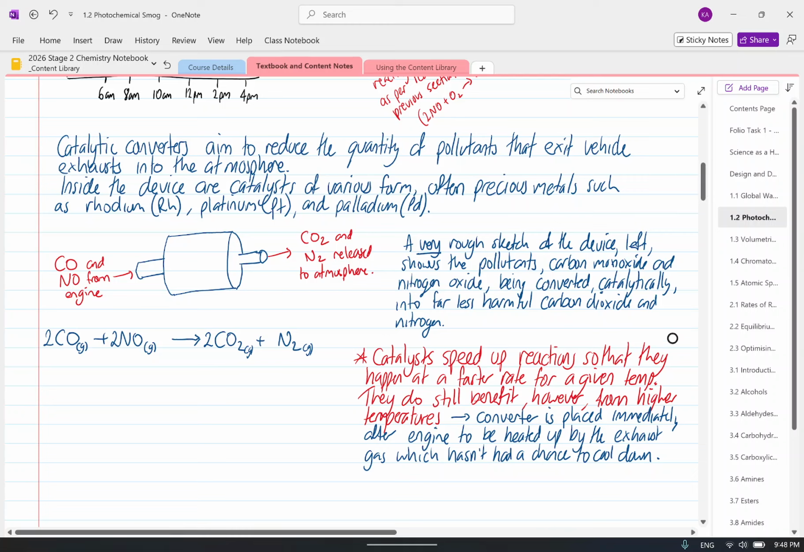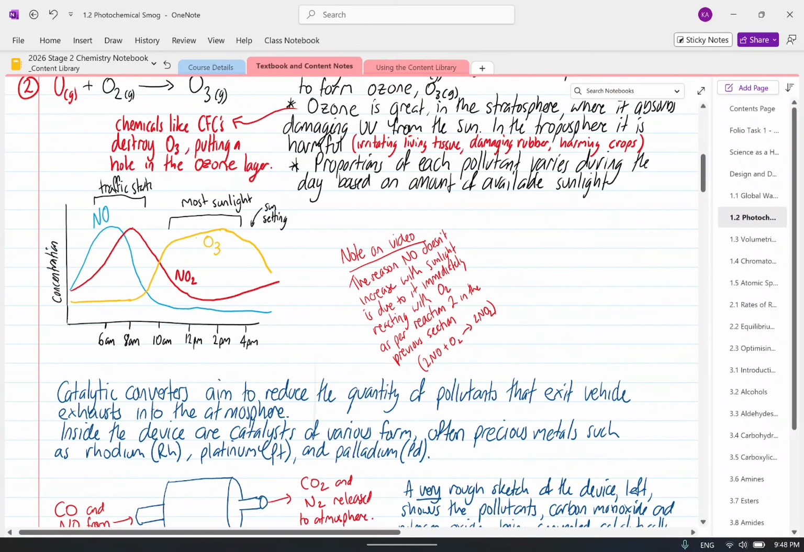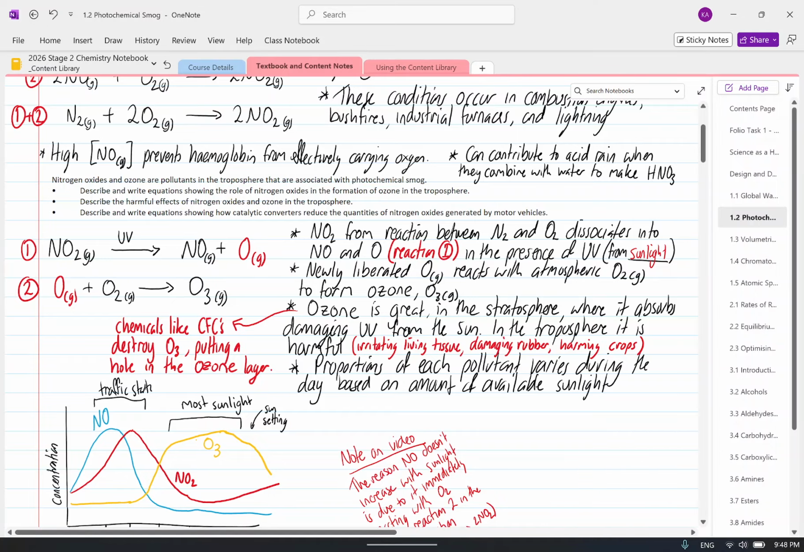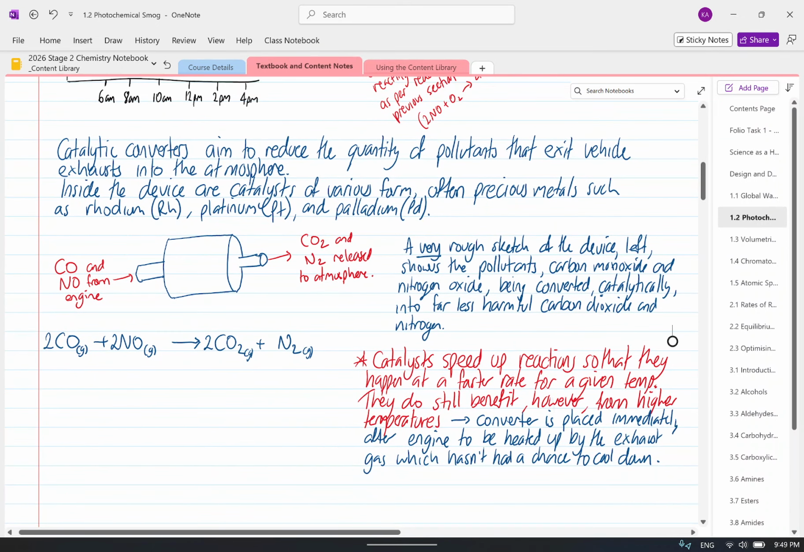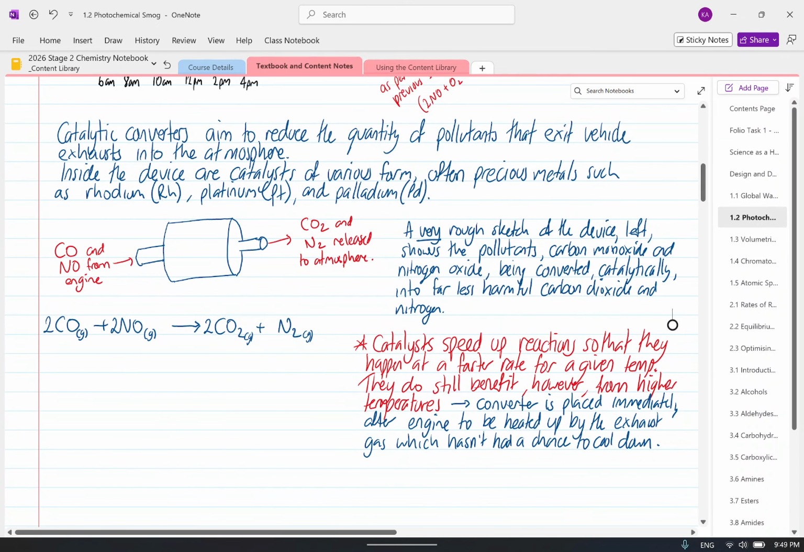Hi, Year 12s. I realized that when I was writing these notes for 1.2, I forgot the third dot point of this section, which was to describe and write equations showing how catalytic converters can reduce the quantities of nitrogen oxides generated by motor vehicles. So I've decided to put this in the second part, so I'll upload it as part 2.